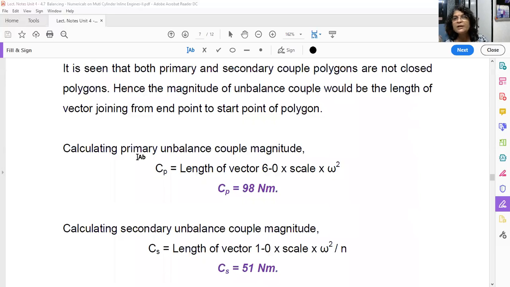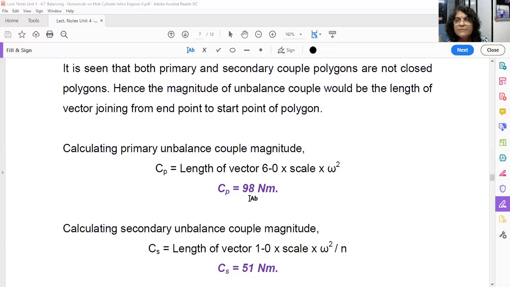So, calculating the primary unbalanced couple magnitude: the length of vector 6O times whatever scale you have taken, times omega square. Because we have considered M, R and L, but we have not considered omega square, whenever you calculate the actual magnitude of the unbalanced couple you have to multiply by omega square. So this will give you an unbalanced primary couple of 98 Newton meter.